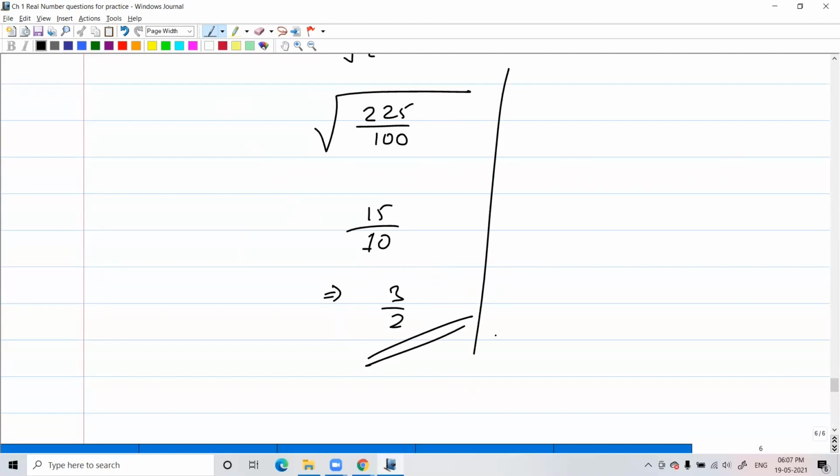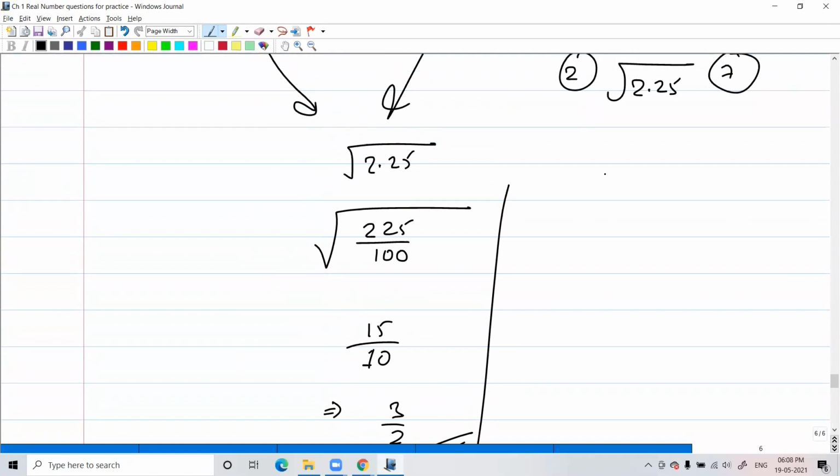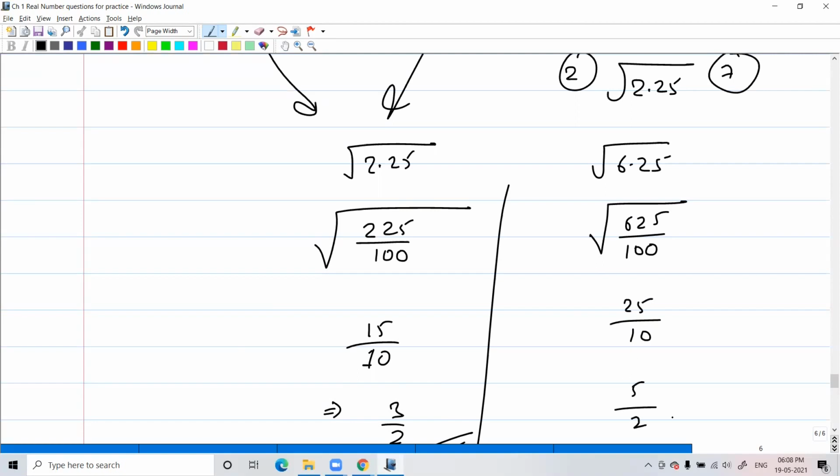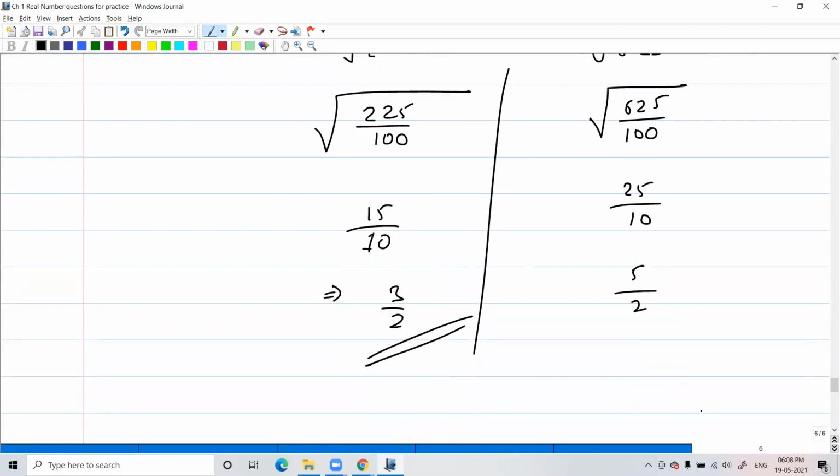When you write a number like this, Sir, 6.25, sir. Yes, absolutely, very good. We can take 6.25 also. So 625, the square root of 625 is 25. So that can also be taken. So I will take it as 625 by 100. So it will become 25 by 10. So 5 5s are 25 and 5 2s are 10. 5 by 2. That number also lies between square root of 2 and square root of 7.